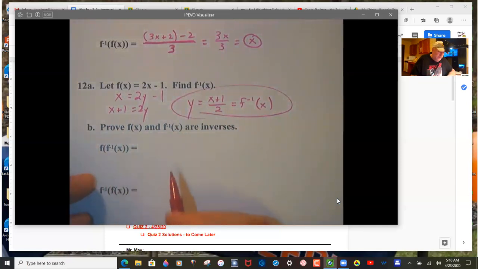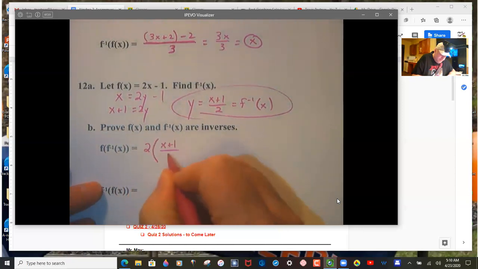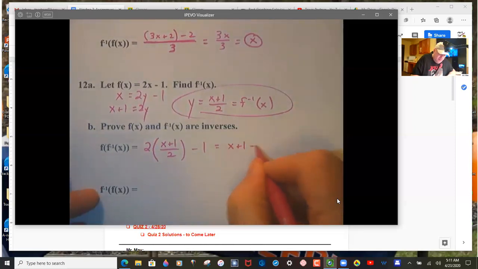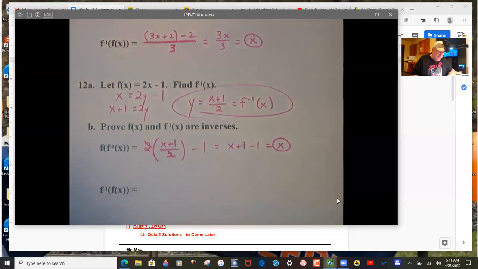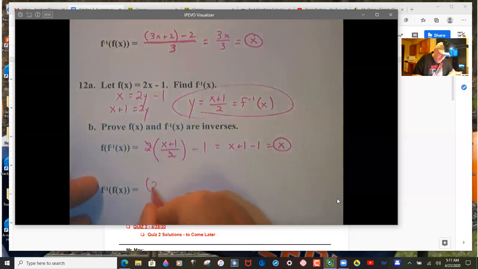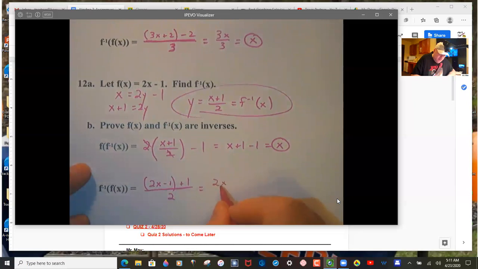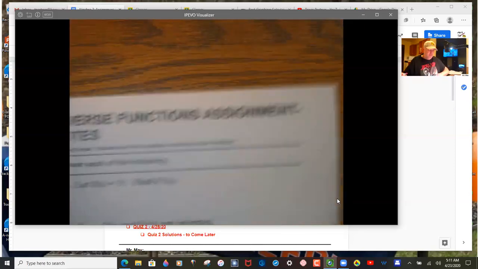Okay, so f of f inverse. So we're going to have 2, and then in for x is going to go the inverse function, and then minus 1. And so that becomes x plus 1 minus 1 because the 2's drop out. F inverse of f of x. So now f of x goes into the inverse function. So the -1 plus 1 drops out, and you arrive at x again. Pretty easy work with inverse functions. Nothing too crazy going on.